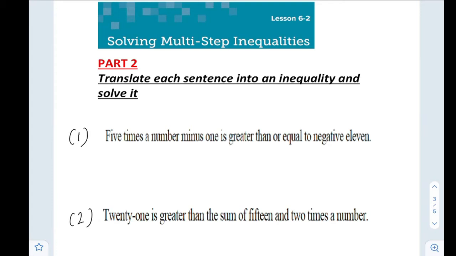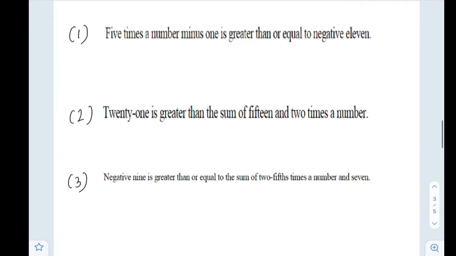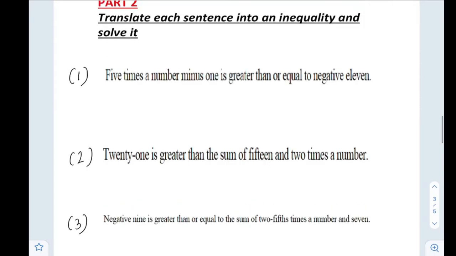In this part we are going to translate each sentence into an inequality and then solve it. Let's start with this question. Translate each sentence into an inequality and solve it.